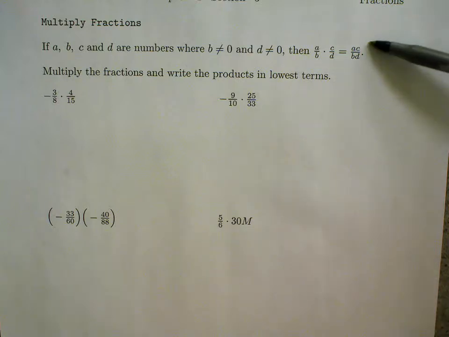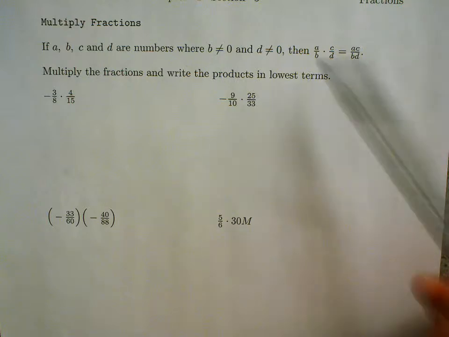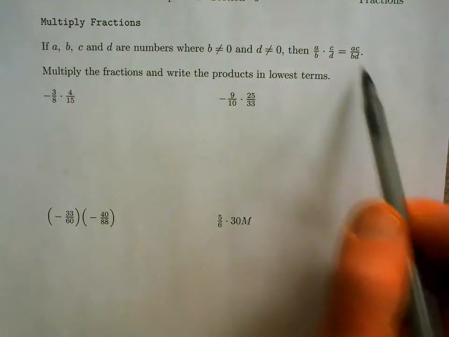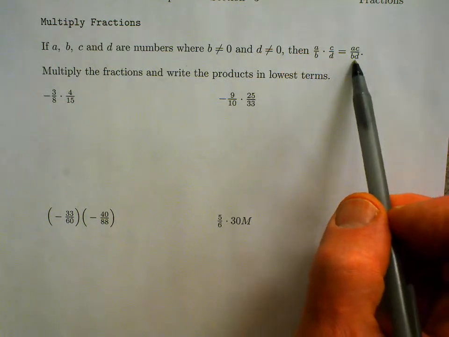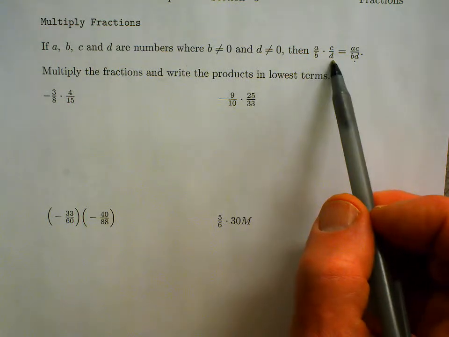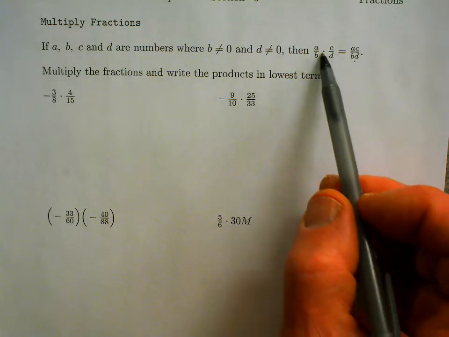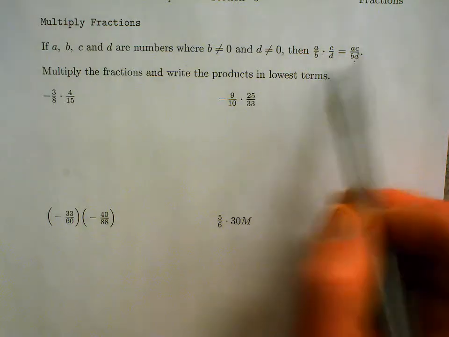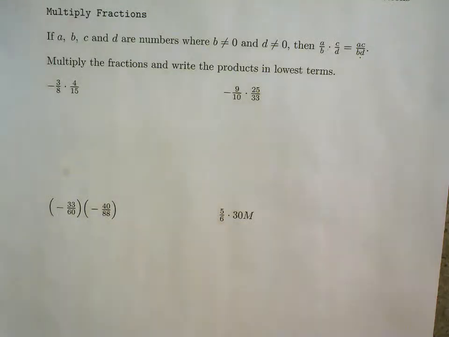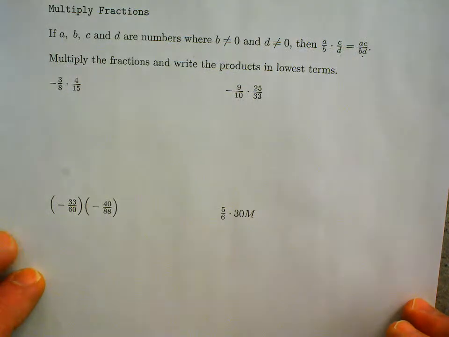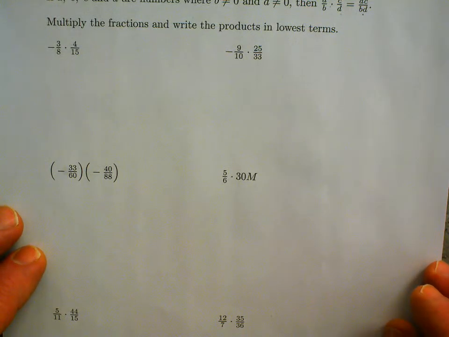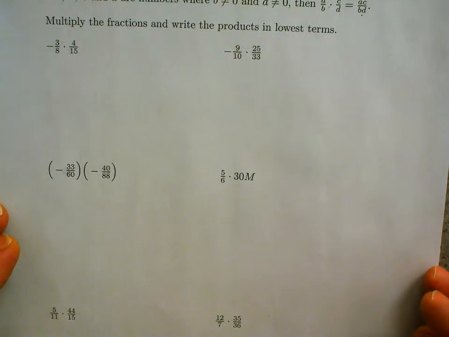So another way to describe this, when we multiply two fractions, the numerator of the product is the product of the numerators. And the denominator of the product is the product of the denominators. So when multiplying fractions, just multiply straight across for the numerator and the denominator. Okay, when multiplying fractions, there are usually two ways to go about it.